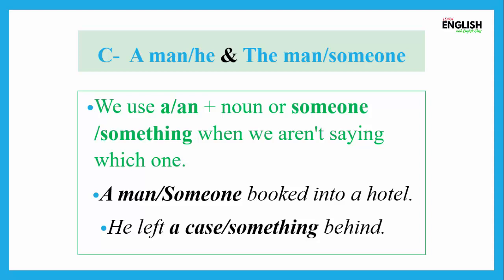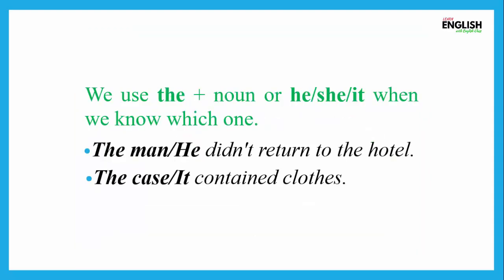A man, he, the man, someone. We use a and a noun or someone or something when we aren't saying which one. A man or someone booked into the hotel. He left a case, he left something behind. We use the plus noun or he, she, it when we know which one. The man didn't return to the hotel or he didn't return to the hotel. We already know which man we are talking about. The case or it contained clothes.